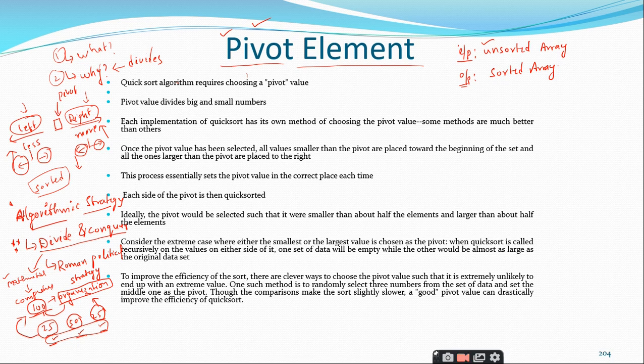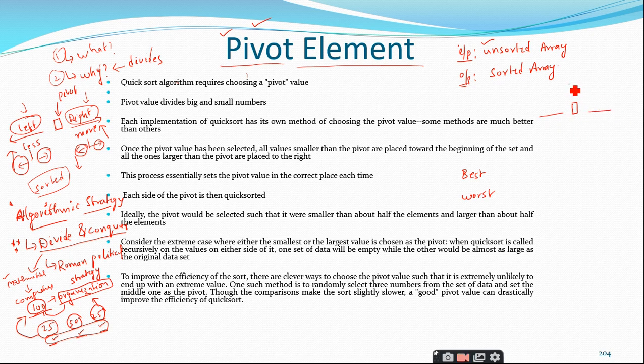And remember that the pivot element selection plays a very important role in improving the efficiency of the quicksort algorithm. Let us see what a best pivot element is and what a worst pivot element is. I told you that the pivot element is to divide the given list of elements into two almost equal parts.